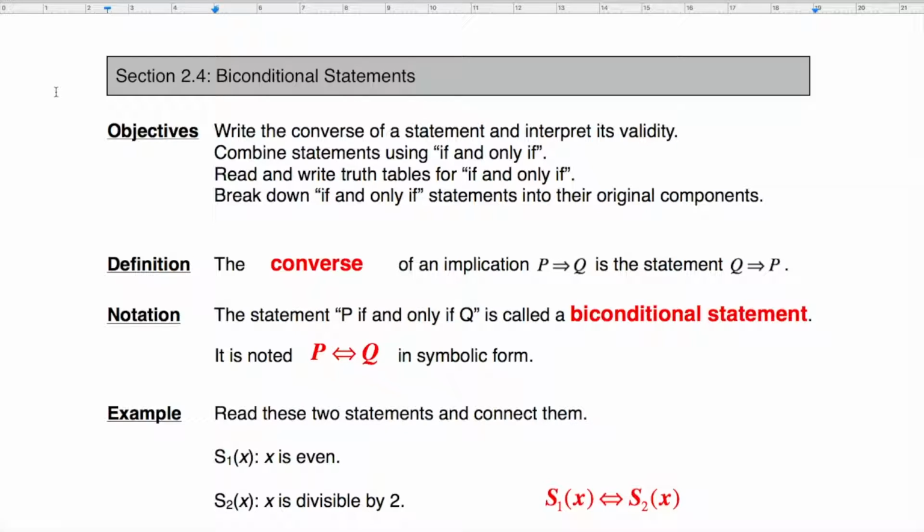I don't think we're going to do every single thing here in these notes, but these are the objectives for the section. So the first definition is that of converse. The converse of an implication if P then Q is the statement if Q then P.